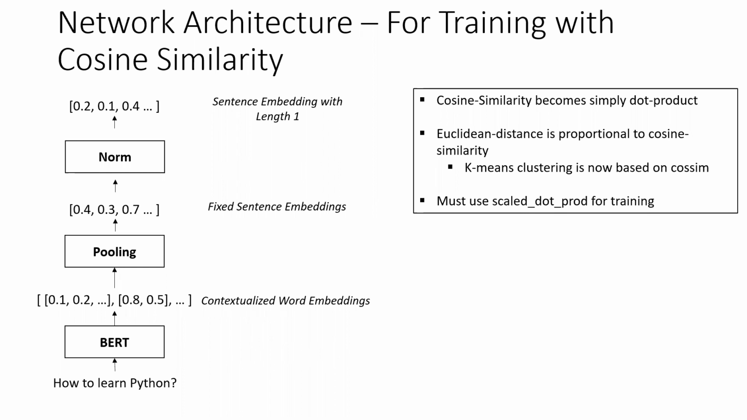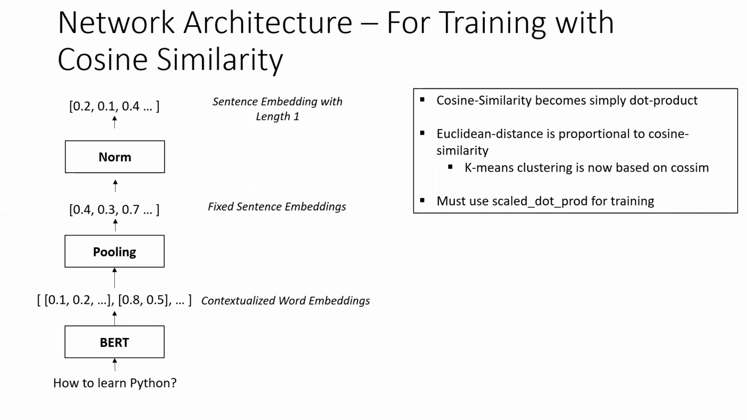So there's one optimization we can take if we train with cosine similarity. The optimized network structure looks the following. We have our text, we pass it to BERT to get contextualized word embeddings. Then we have our standard pooling operation where we can, for example, take a mean pooling to get a fixed sentence embedding. And then we can apply a normalization on top of that, so we get sentence embeddings with length 1. In that case, cosine similarity becomes simply the dot product.